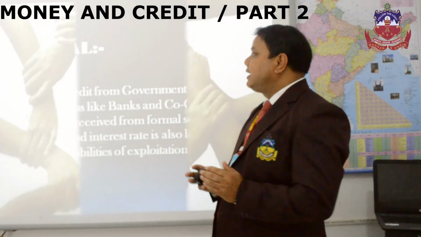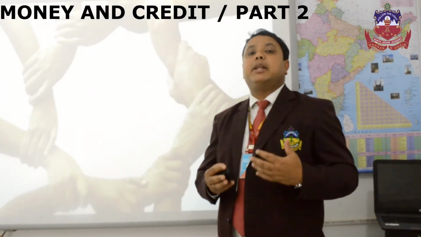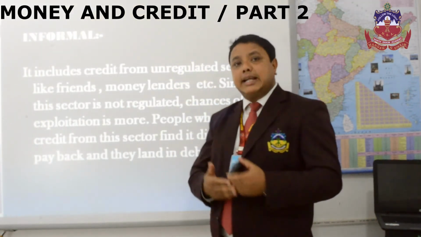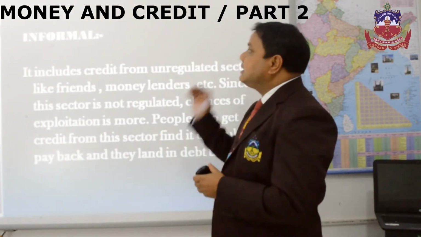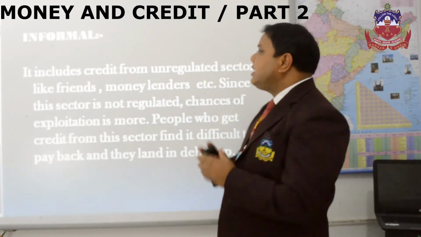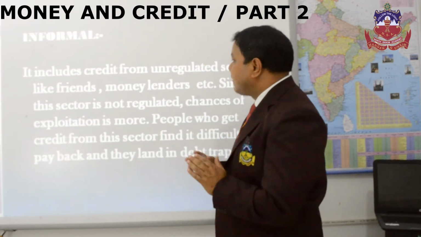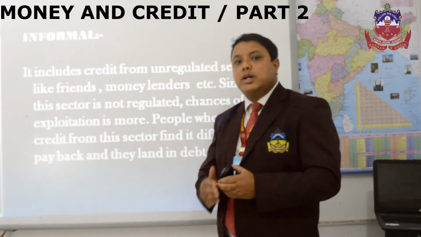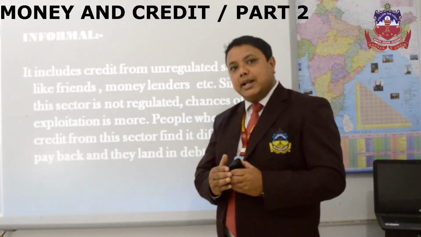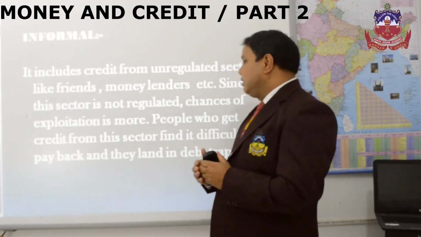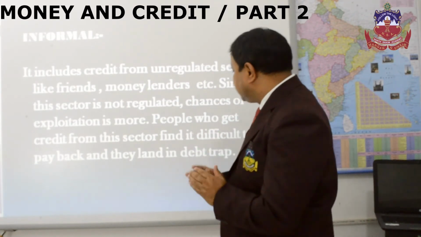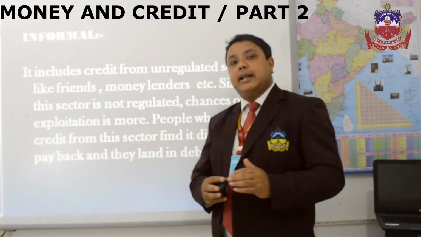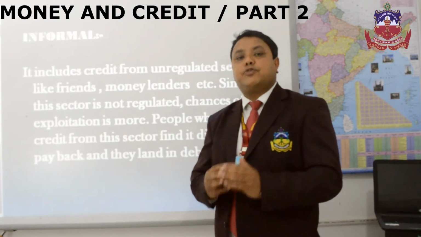So the formal sector credit can bring unity or development in a society, in the nation. Next, we have got informal sector of credit. This sector includes credit from unregulated segments or sectors like friends, money lenders, etc. Since this sector is not controlled or regulated by the government, the chances of exploitation here are more. People who get credit from this sector generally find it difficult to pay back and they land in a difficult situation known as debt trap.